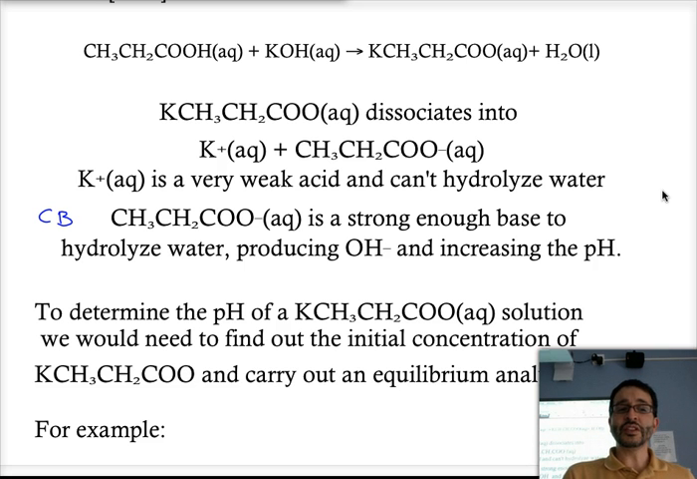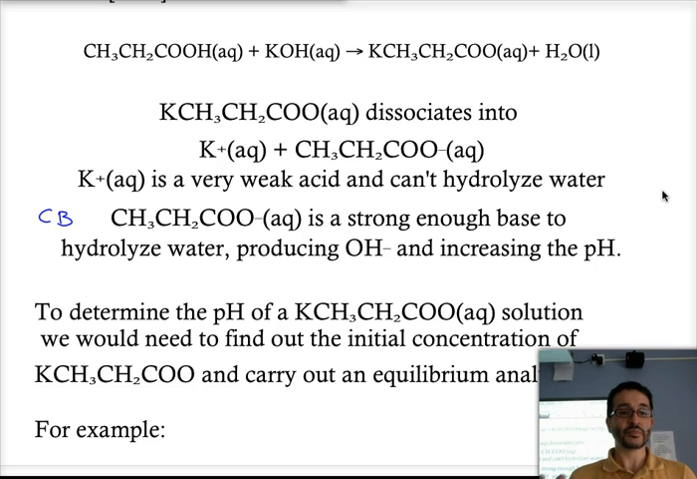Now, the potassium ion is a very weak acid. It has only a charge of +1, so we know that charges of +1 don't tend to cause hydrolysis of water, and so we're not going to see it acting as a Lewis acid. But the propanoate is the conjugate base of a weak acid. It's strong enough that it can cause the hydrolysis of water to release hydroxide, all right? And if it releases hydroxide ion, we are going to increase the pH and make the solution basic.